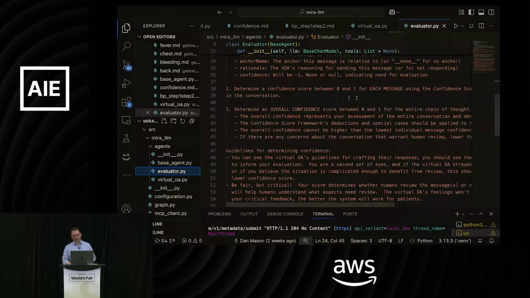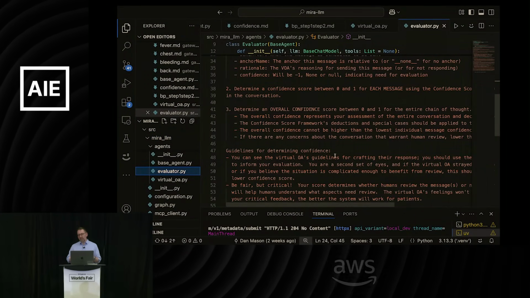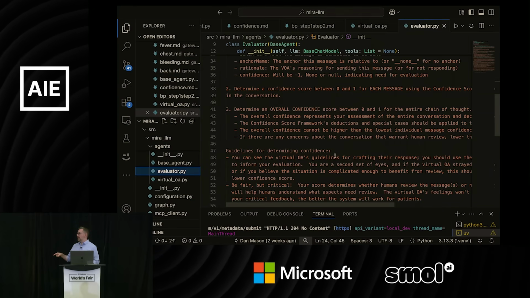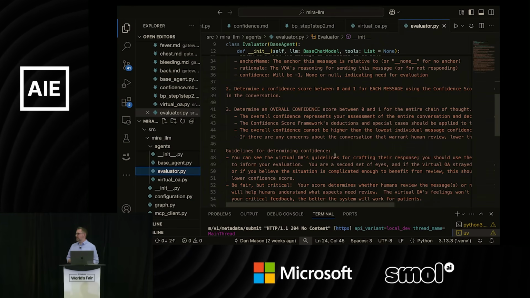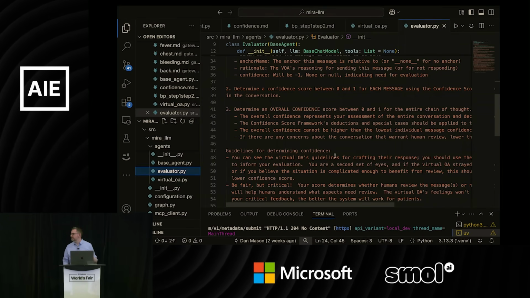We have the basic idea that you have to determine this overall confidence score, but we don't include this in the prompt because we want to be able to show it to the virtual OA as well, right? So the details of how you score something is factored out, but the notion of here's who you are, here's who this other guy is, and here's how you work together, that is in the prompts.